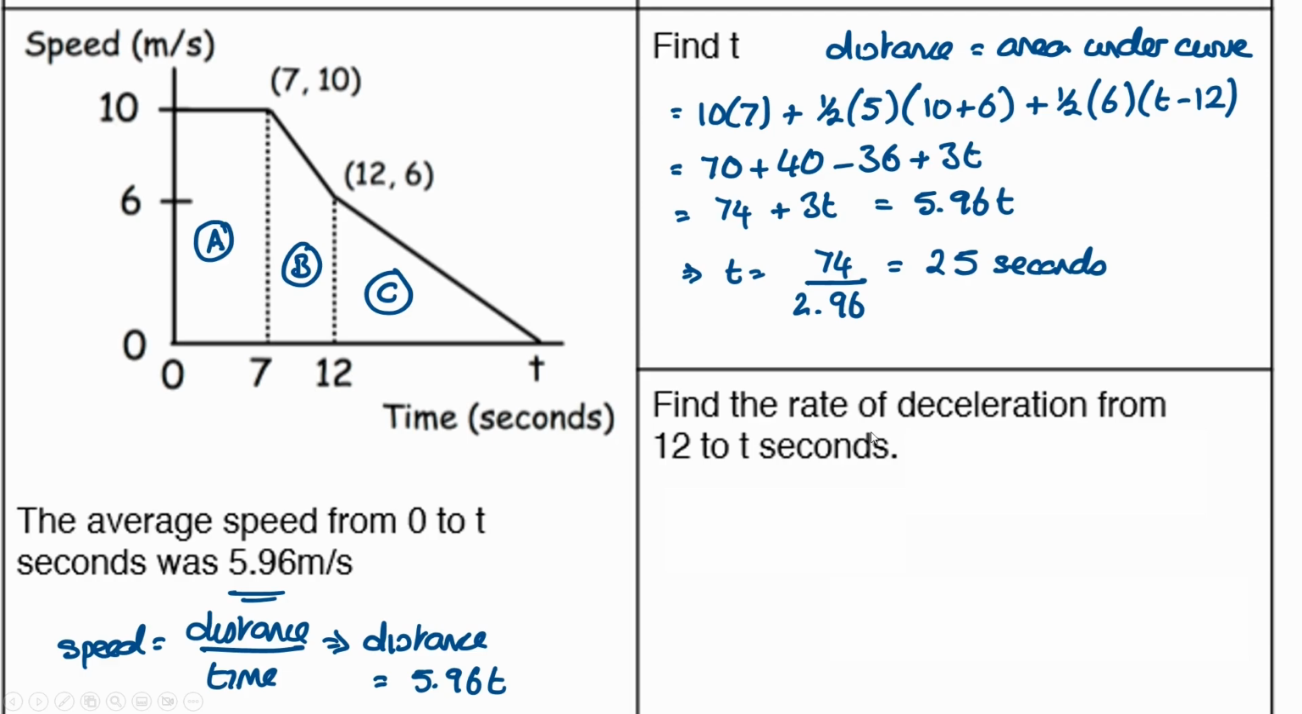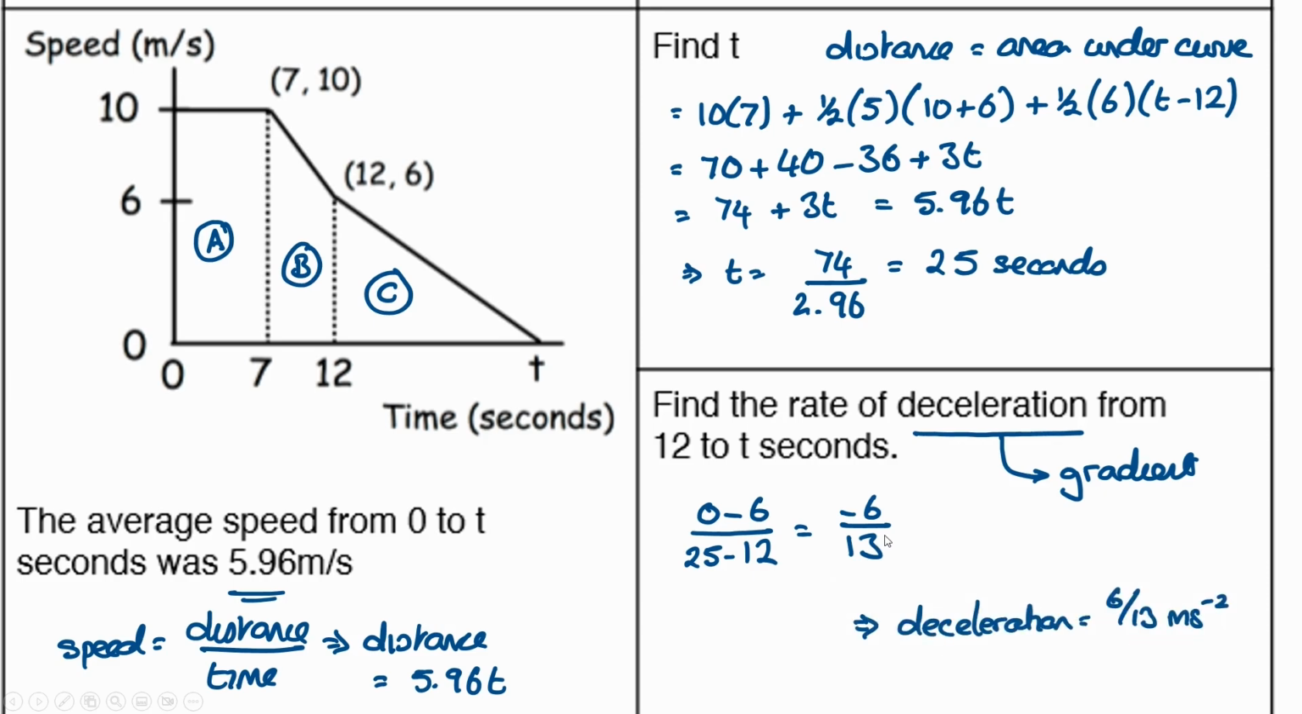Next part of the question, find the rate of deceleration from 12 to t. In other words, what's the gradient of this here? So it's a gradient question. I'm going to go down 6, so my change in y is minus 6. And I'm going to go from 12 to t, where I know t is 25, so the difference between these two is 13, so it's going to be minus 6 over 13. Now, a bit of a weird one here, because the question says what's the deceleration? It doesn't say what's the acceleration. So the deceleration is going to be 6 over 13 meters per second to the minus 2. Nice question. A little bit of a tricky bit at the end. You might get away with it in the exam as long as we can see working somewhere. Well done if you got all those.